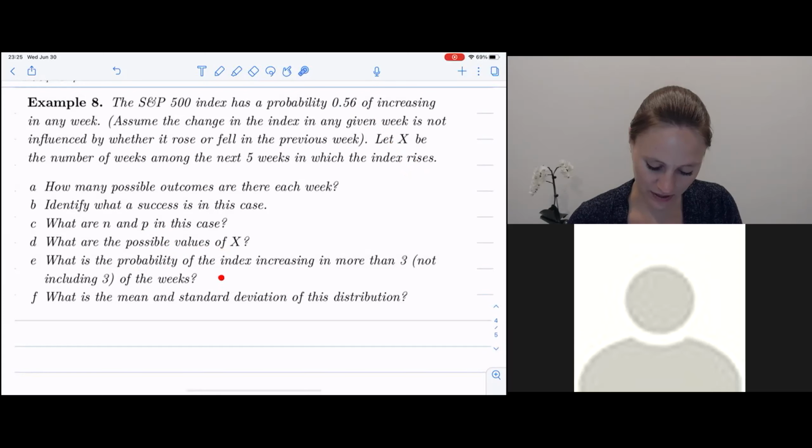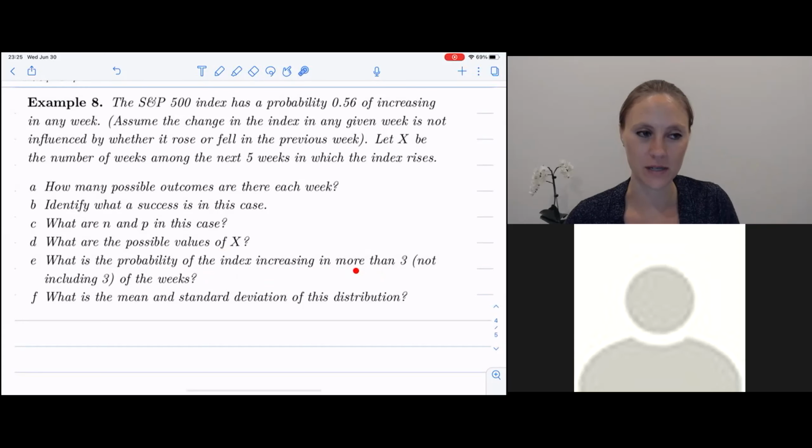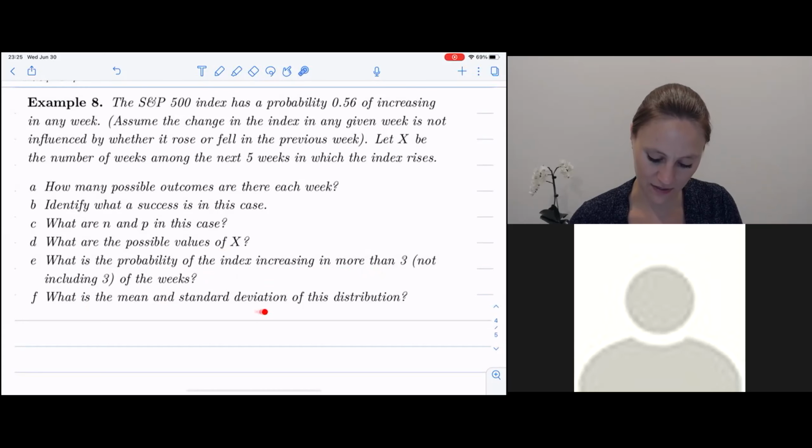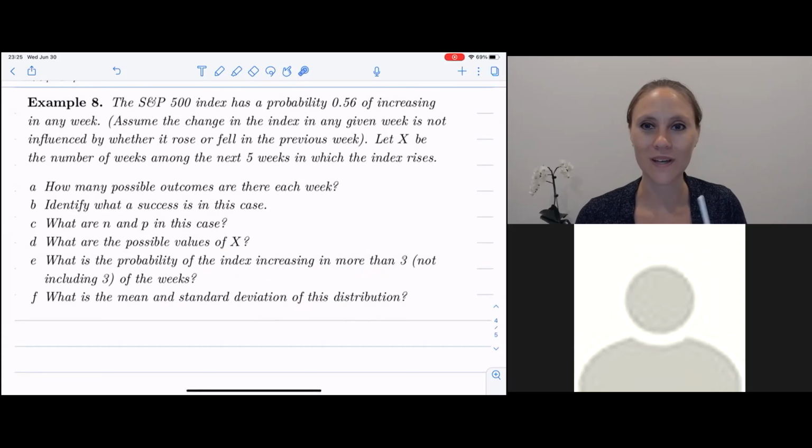What is the probability of the index increasing in more than 3, not including 3, just to clarify, of the weeks, meaning 4 or 5, right? And then what's the mean and the standard deviation of this distribution? Okay. So, like I said, pause it, try it, come back, and we'll work through it.